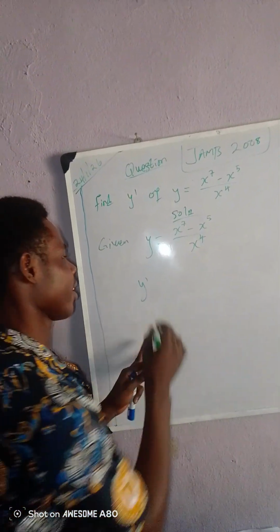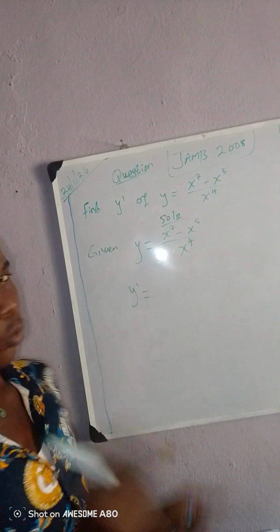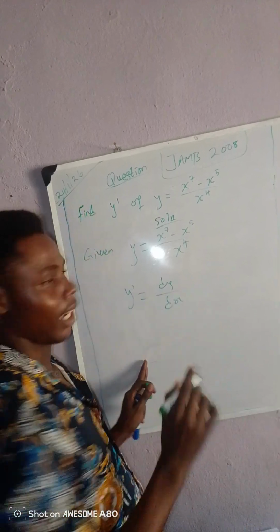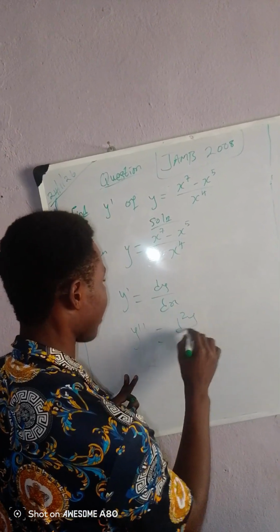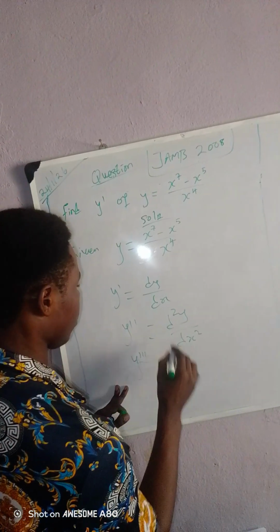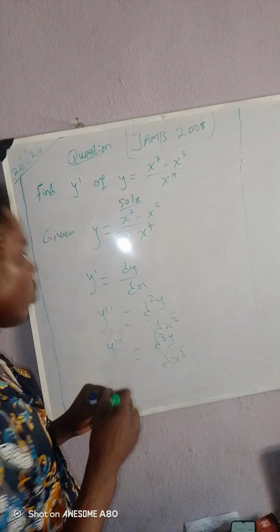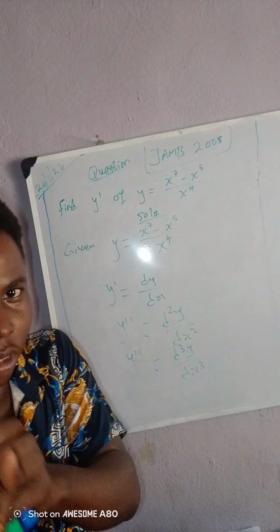Let me quickly tell you. Anywhere you see the word y prime, it means dy/dx. If you see y double prime, it means d²y/dx². If you see y triple prime, it means d³y/dx³. So what will dy/dx be? It means you differentiate once, only one time.